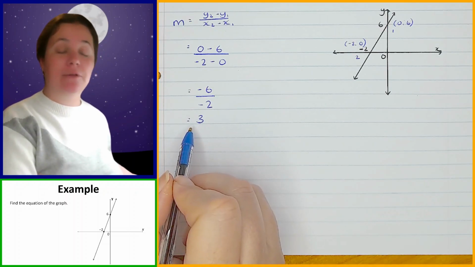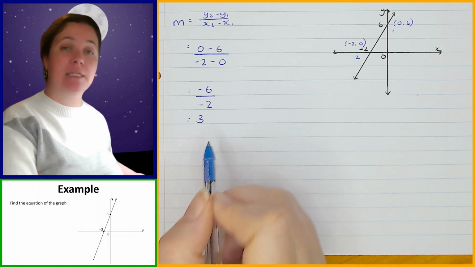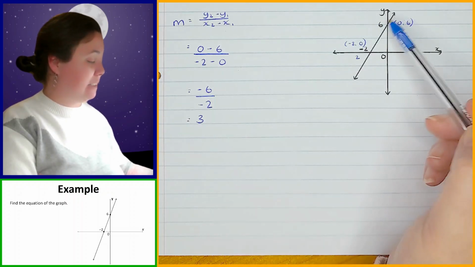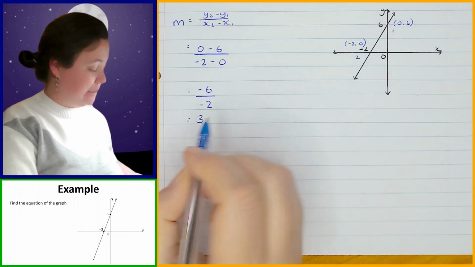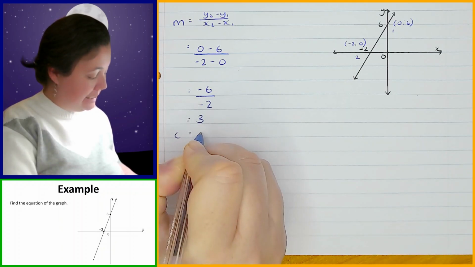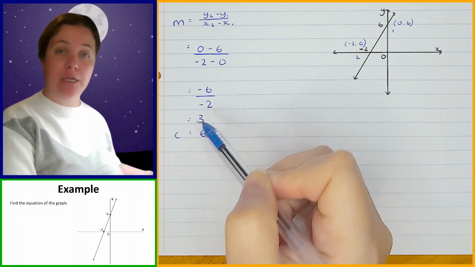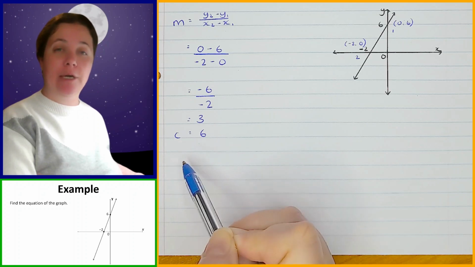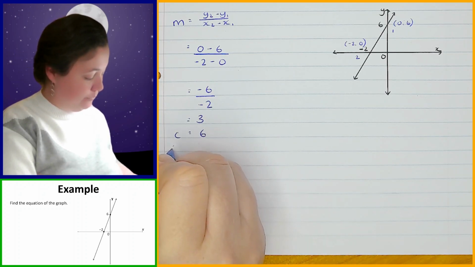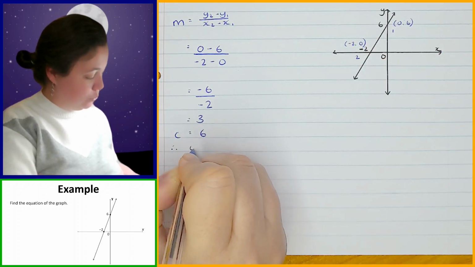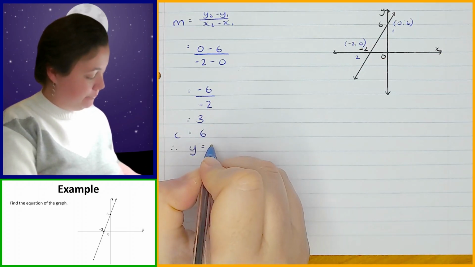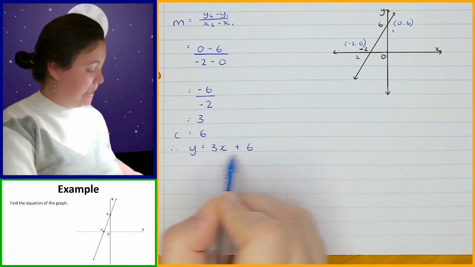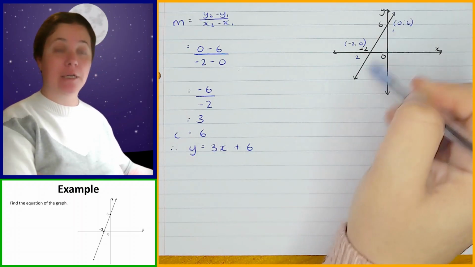The next thing I need to do is find out what my c value is. Now remember, the c value is the y-intercept. Now in this graph, they've told me what the y-intercept is by showing me that it passes through 6 on the y-axis. So my c value is equal to 6. So now I know my m value, that's my gradient, and I know my c value from my y-intercept. So now I can go and put that into the equation in the form y equals mx plus c. So I can say, therefore, my equation for this graph is y is equal to m, which is 3, x, and then plus c, so that's plus 6. So that is the equation for that linear graph over there.